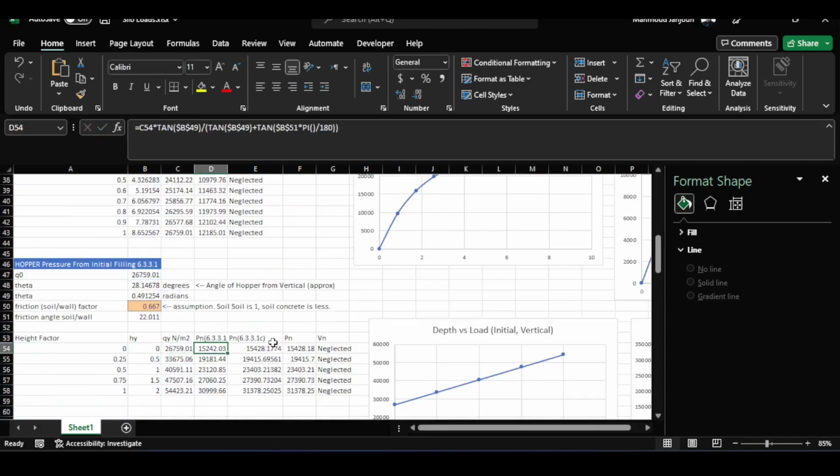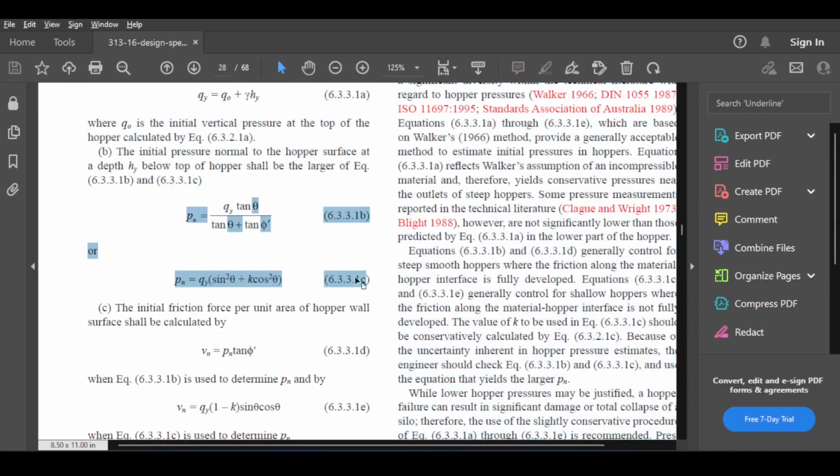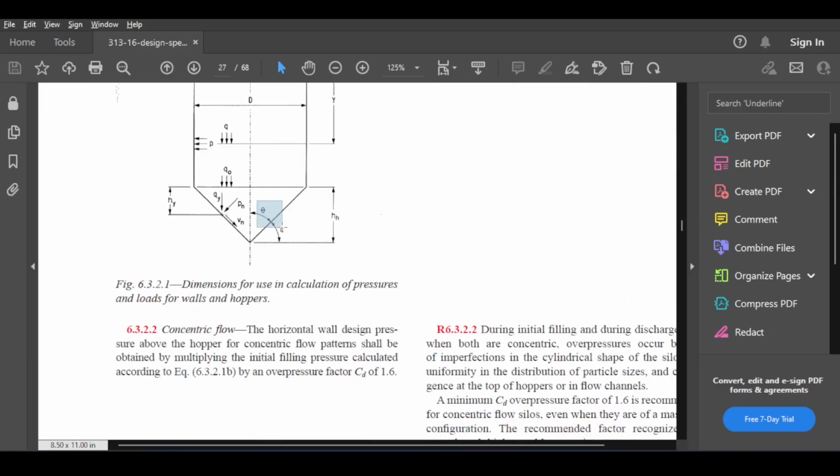What about P? Well, P is not easy. Of course, I'm mentioning 6.3.3.1, B and C. So if you go to those equations, you see that you have two P's to calculate, and your P is the larger of those two things. So you need to calculate both, actually. So there is a theta and there is a phi prime. So what are those? Well, it turns out that theta is this angle, the vertical angle of the hopper.